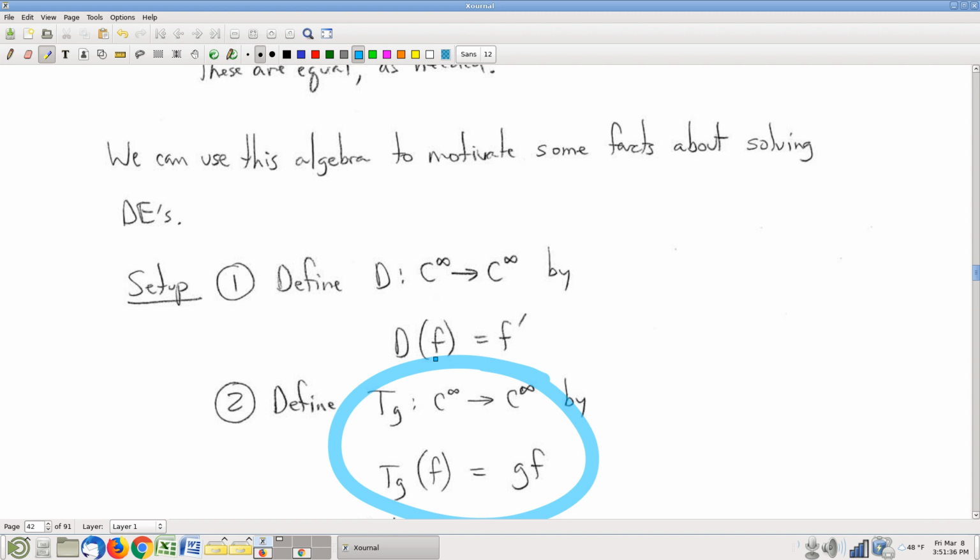If you give me a C infinity function, I give you a C infinity function. Okay. Not hard to prove that this is a linear transformation. Nice little exercise. Make sure you can do this kind of thing. I've given you a bunch of suggested exercises of this form. And again, every time you want to prove something's a linear transformation, you can just directly put a linear combination in, confirm that you get the appropriate linear combination out. Okay.